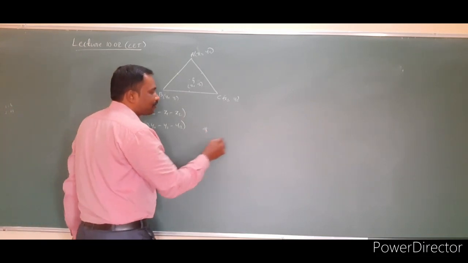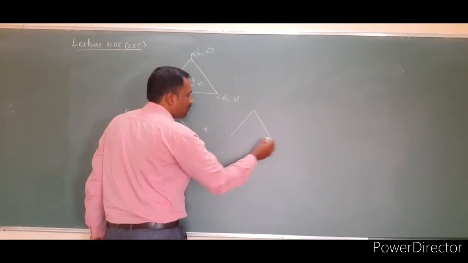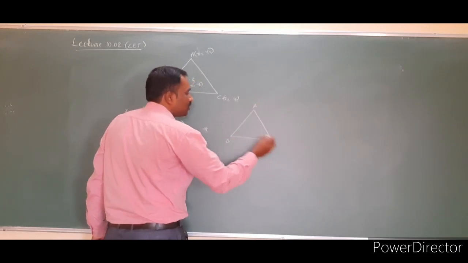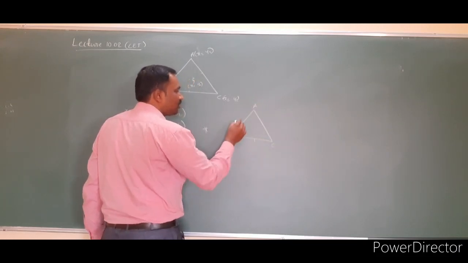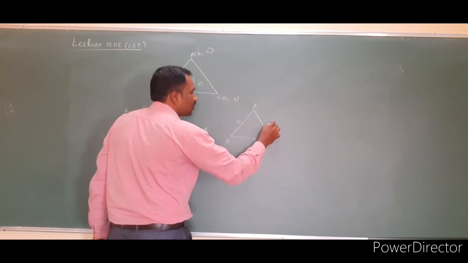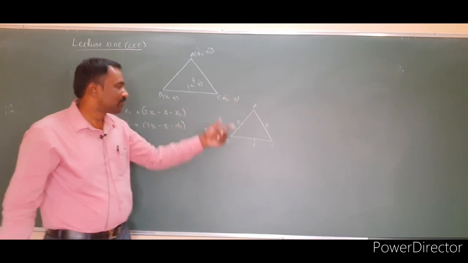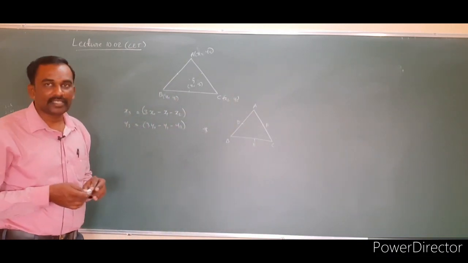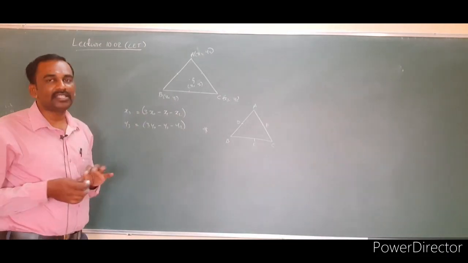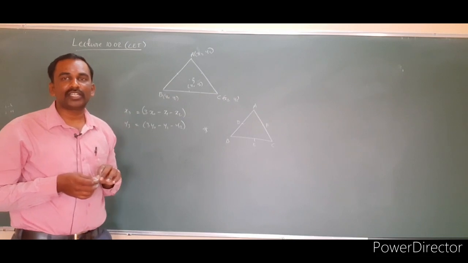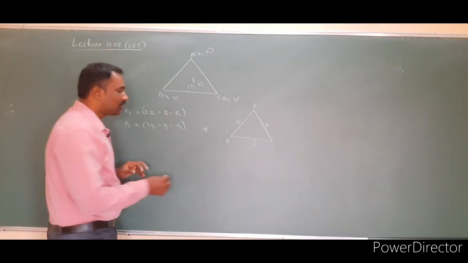Next thing is, in a triangle ABC, they are given the midpoints of the triangle, D, E, F. D is the midpoint of AB, E is the midpoint of BC, F is the midpoint of AC. Whenever the midpoints are given, we can easily find the coordinates of the triangle. How to find the coordinates of the triangle?